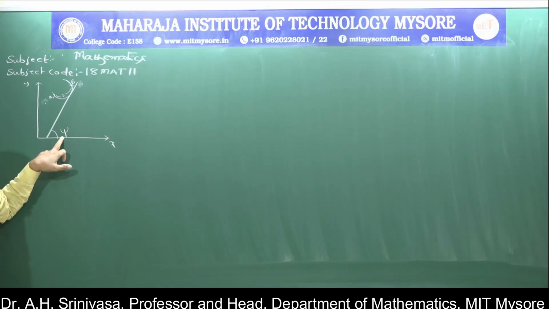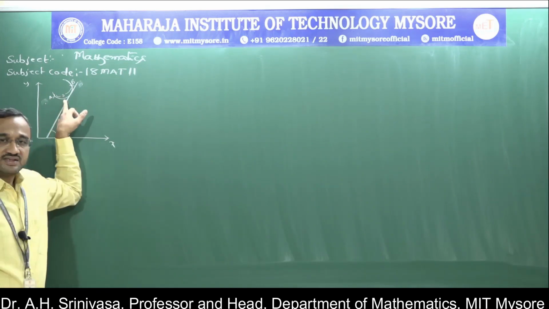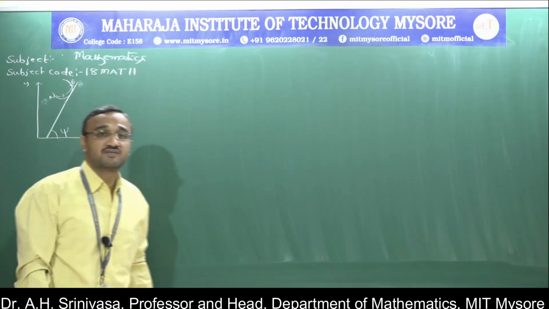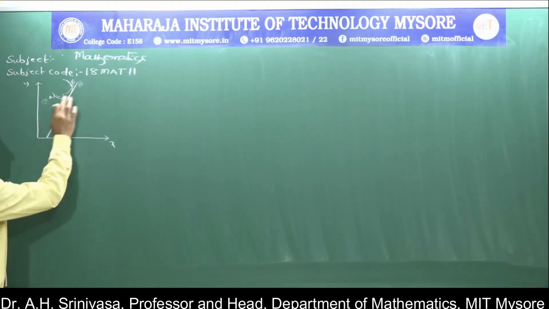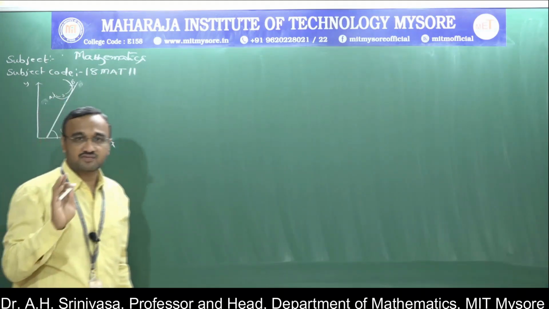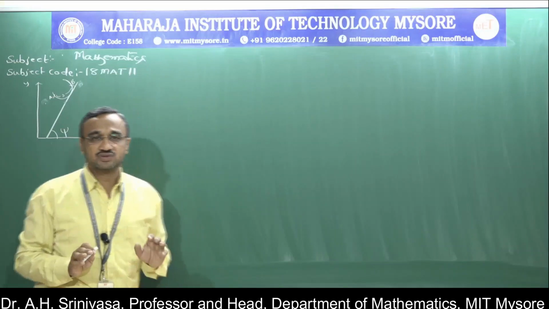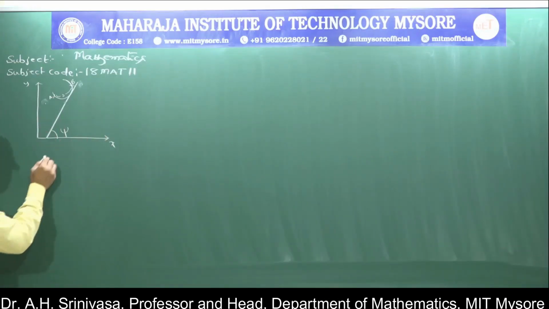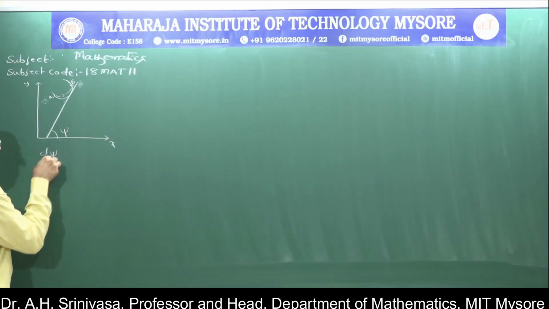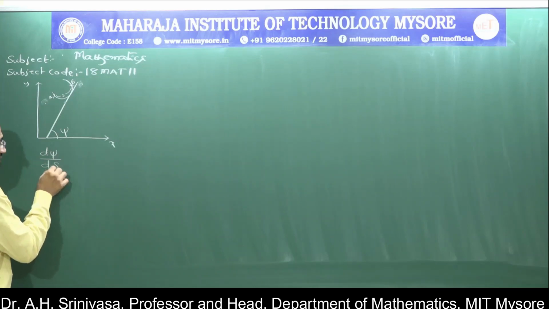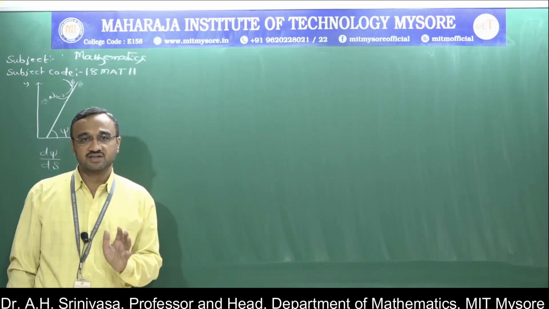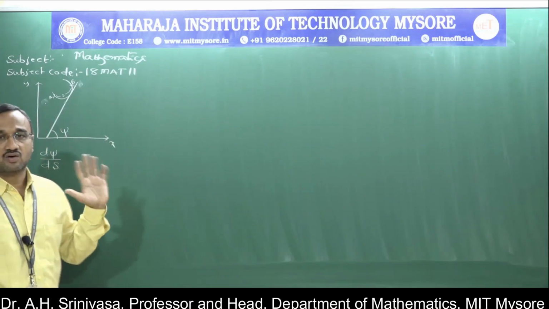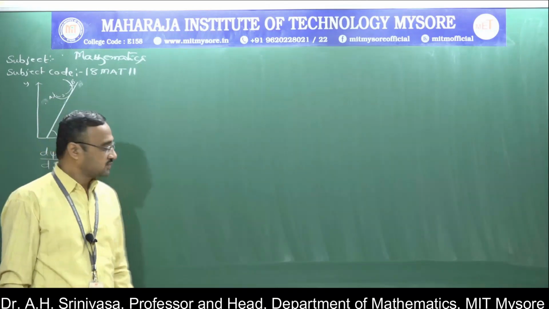The rate of change of psi with respect to S is called curvature. Simply we can write it like this. You have to remember, the rate of change of psi with respect to S is called curvature. Note it like that: d psi by d S. This is called curvature.